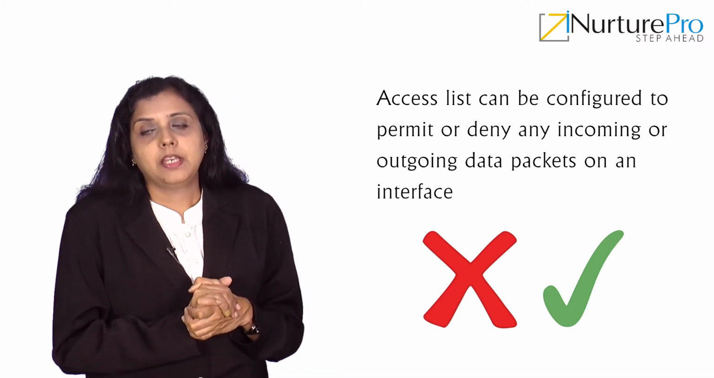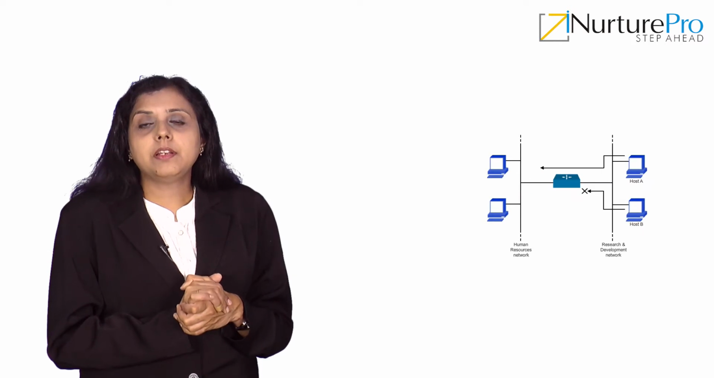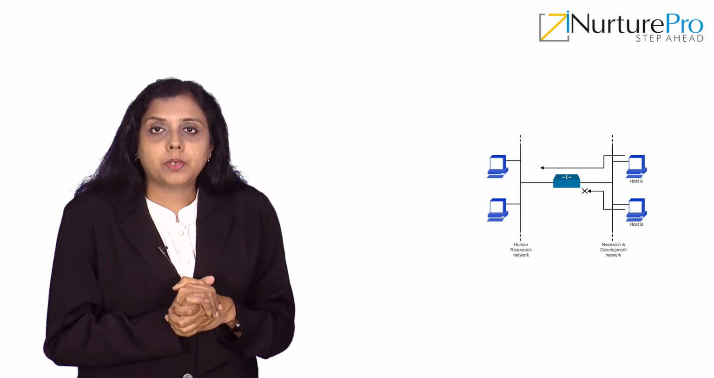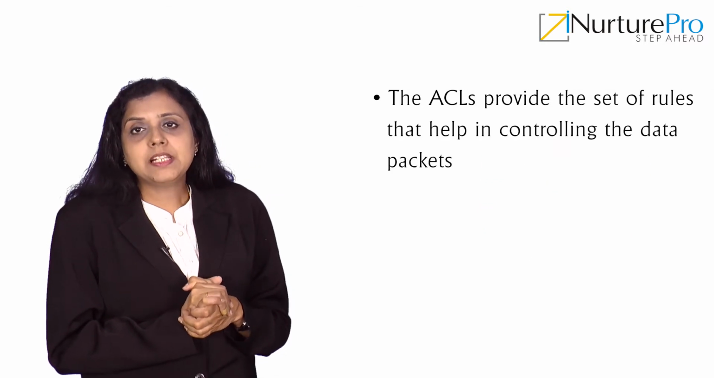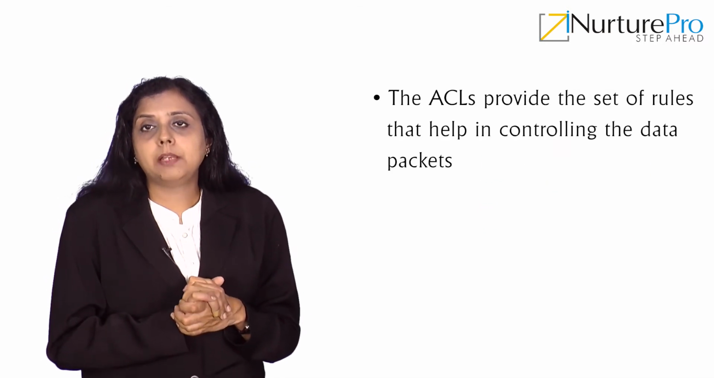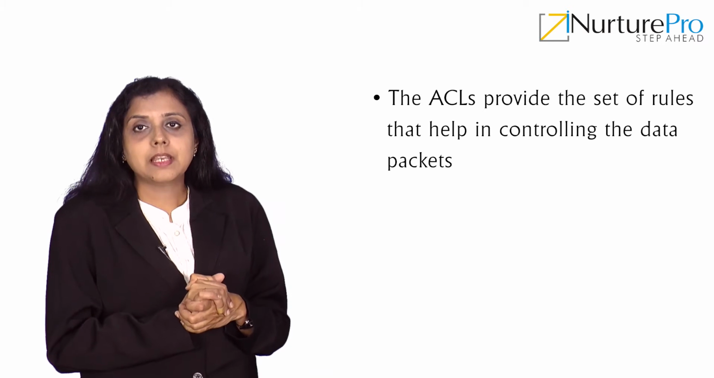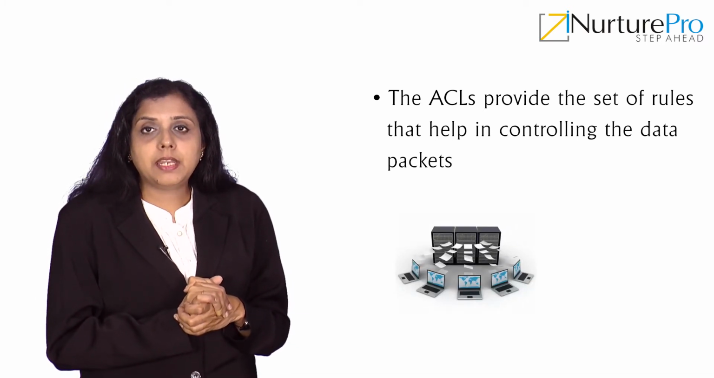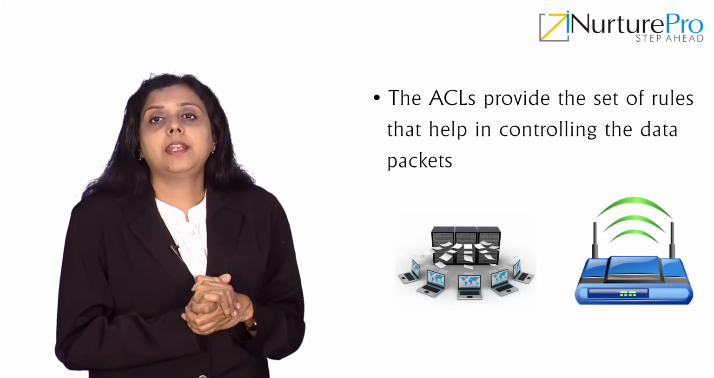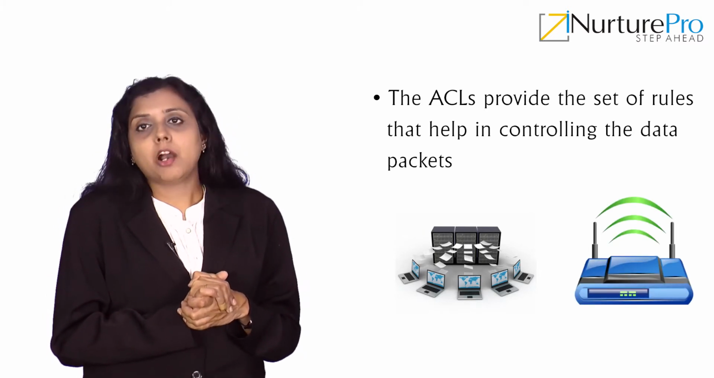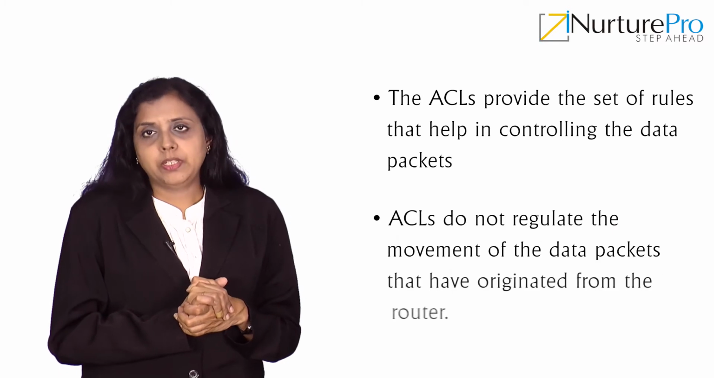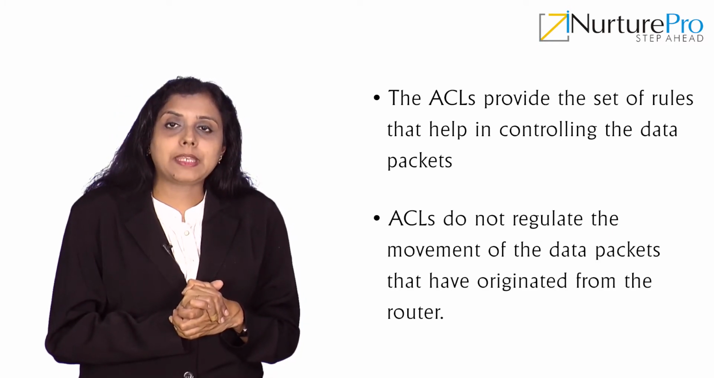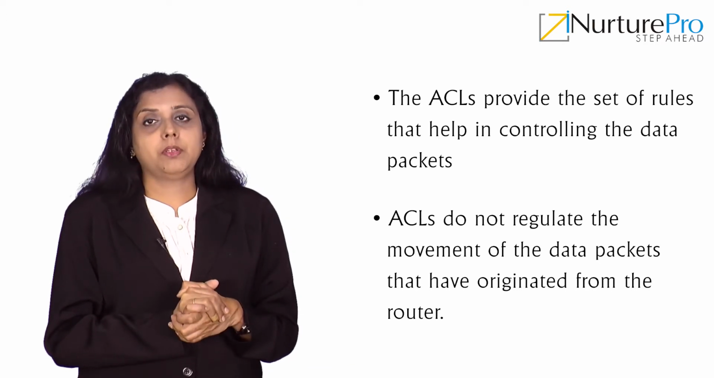Here is a graphical representation of the use of ACLs to control network traffic. The ACLs provide the set of rules that help in controlling the data packets that enter the inbound interfaces, packets that are relayed through the router, and the data packets that exit the outbound interfaces. However, the ACLs do not regulate the movement of the data packets that have originated from the router.